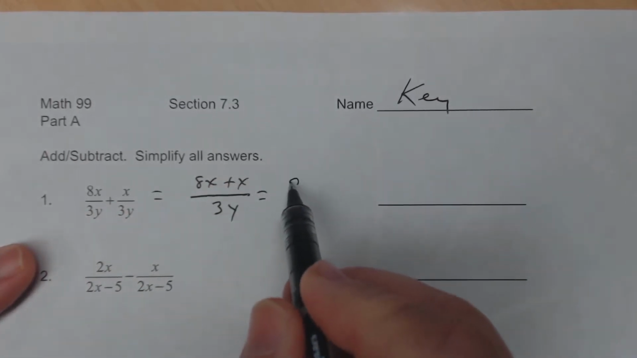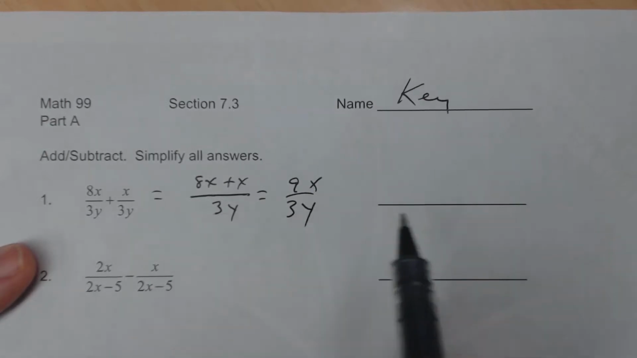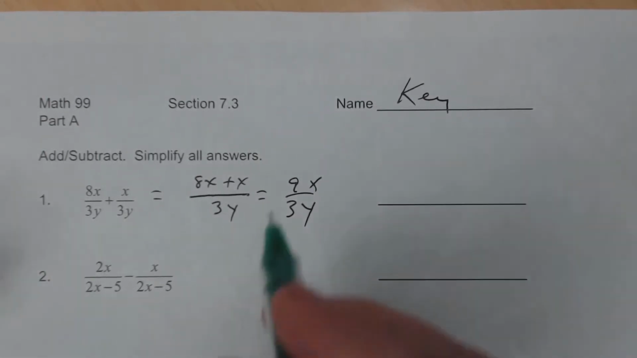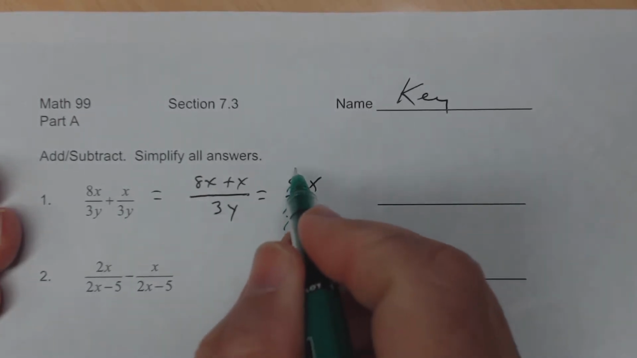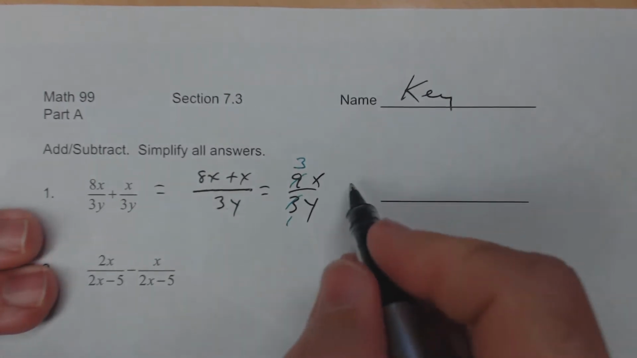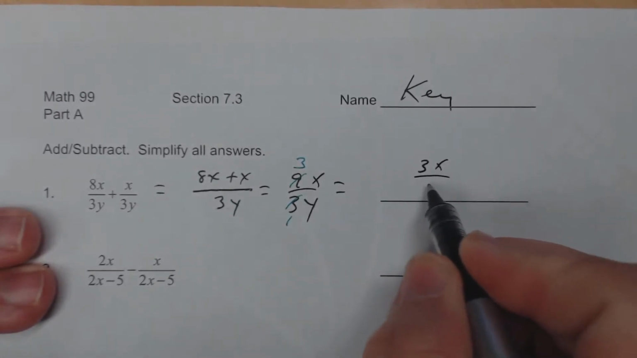And now combine like terms, I get 9x divided by 3y. But remember, you have to reduce. Make sure you reduce. So 3 goes into 3 one time, 3 goes into 9 three times. And so the answer is going to be 3x divided by y.